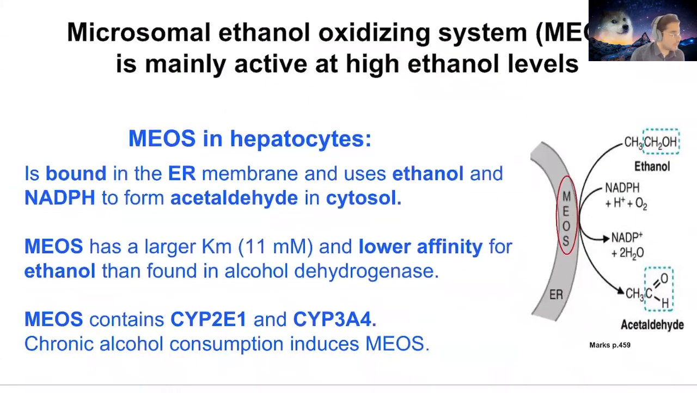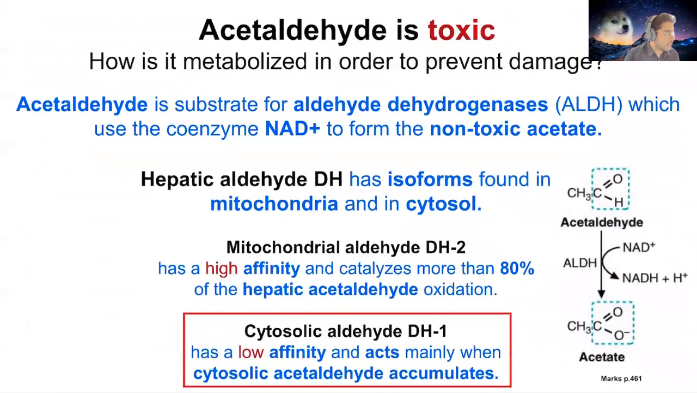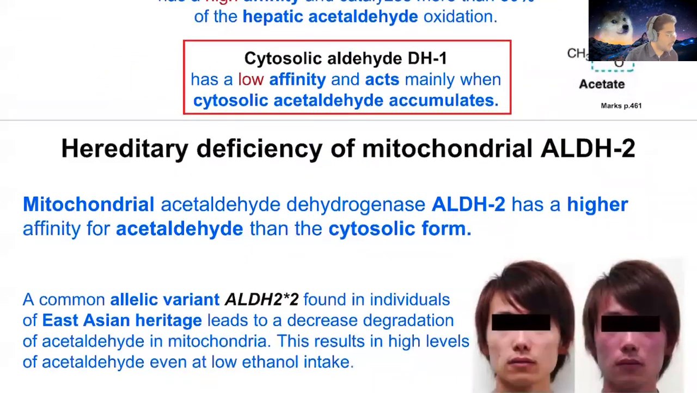Yes, honestly, this one isn't as high yield. All you need to know is that the microsomal ethanol oxidase system is mainly active in high ethanol levels. It's typically cytoplasmic. You don't need to know about it in terms of mitochondrial. The mitochondrial is the regular pathway. Cytosolic is higher levels. Okay. Now, toxicity. We kind of covered this already, so you guys just need to know that it turns it into acetate and acetyl-CoA eventually gets made. So you have that down.